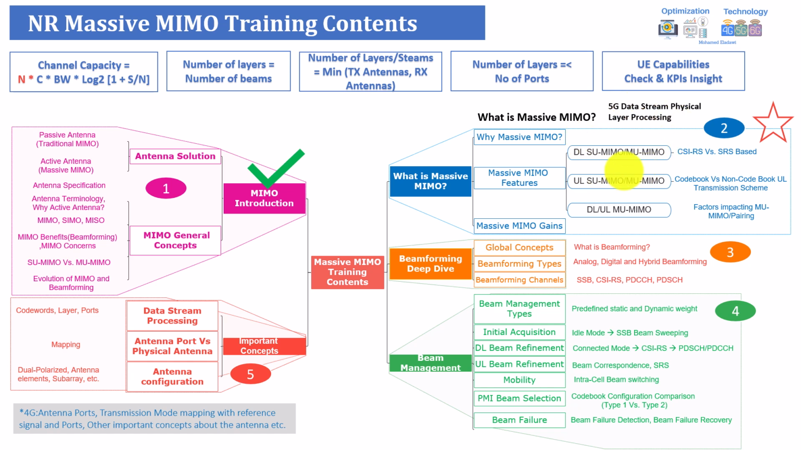Then we go through some important concepts about single user MIMO and multi-user MIMO, and the differences between channel reciprocity and codebook in a high-level view, before we jump next session into the very deep details, which will cover a lot of complex information, and I will try to make it very easy. So let's move forward and see what we have.